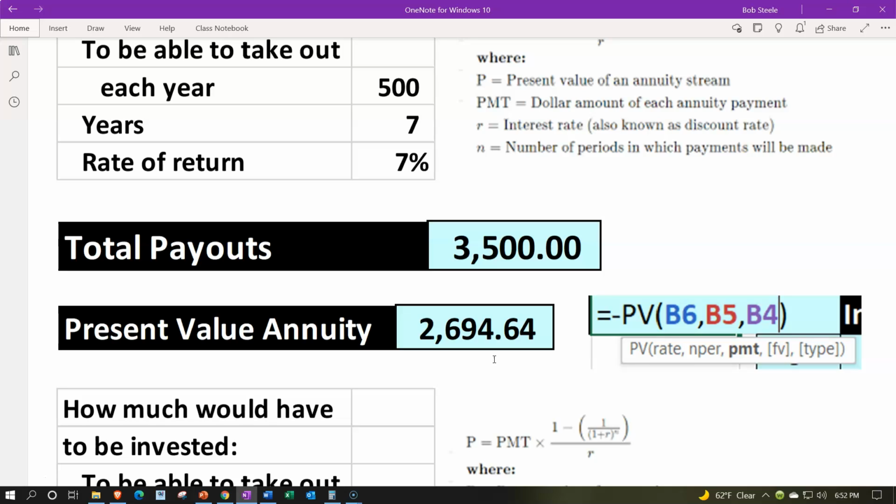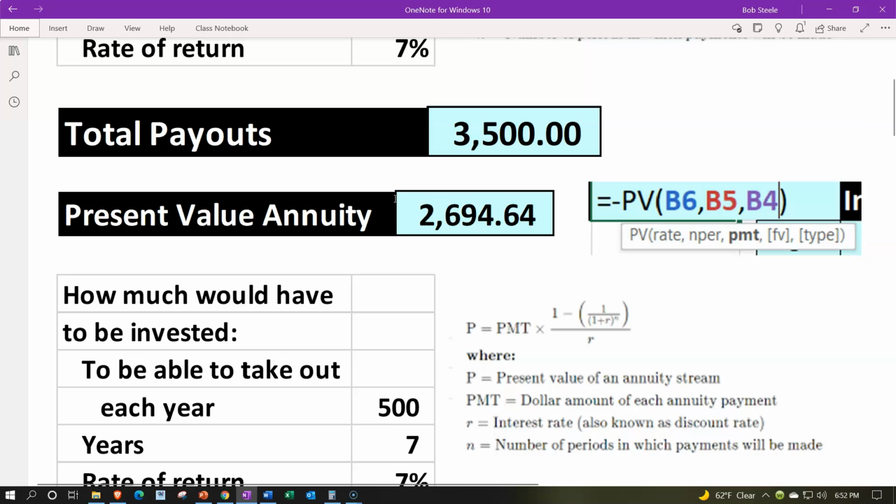So if we were going to eat into this amount, so we're at the point in time where we're going to be taking $500 out yearly, then we don't need the 3,500, which would be the 7 times 500, but only the 2,694.64, because everything that we have not yet taken out should hopefully still be generating a return of the 7%.